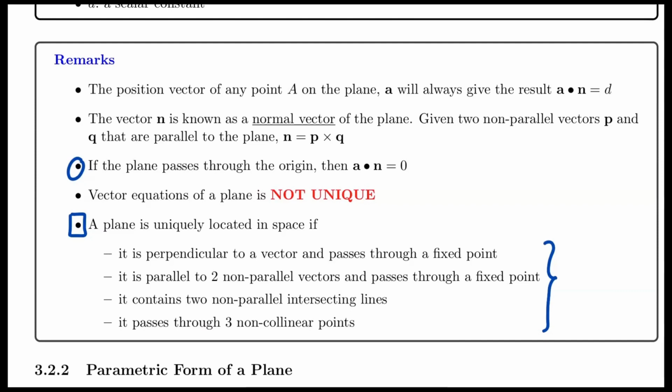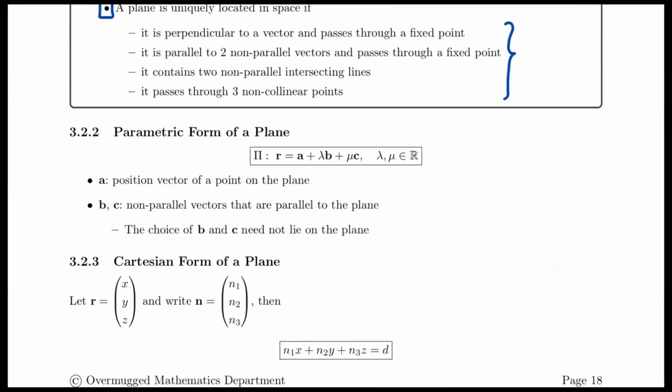Parametric form. Now for the parametric form, this is how it looks like: A plus lambda B plus mu C. Please remember that B and C are direction vectors. Now, do the direction vectors need to lie on the plane? No, it's not necessary. They can just be floating above, parallel to the plane.